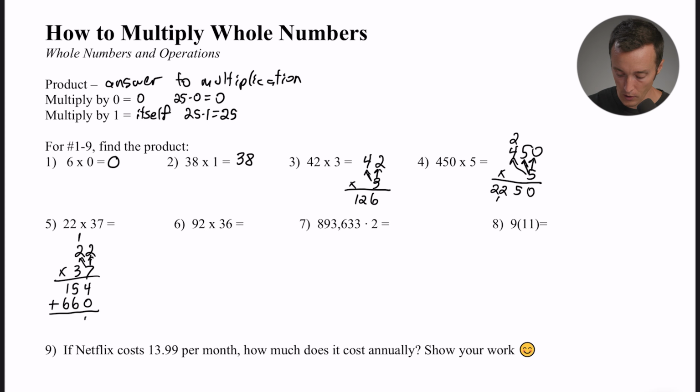4 plus 0 is 4. 5 plus 6 is 11. I'm going to carry the 1. So I've got 1 plus 1 plus 6, which is 8. That gives me a final answer of 814.